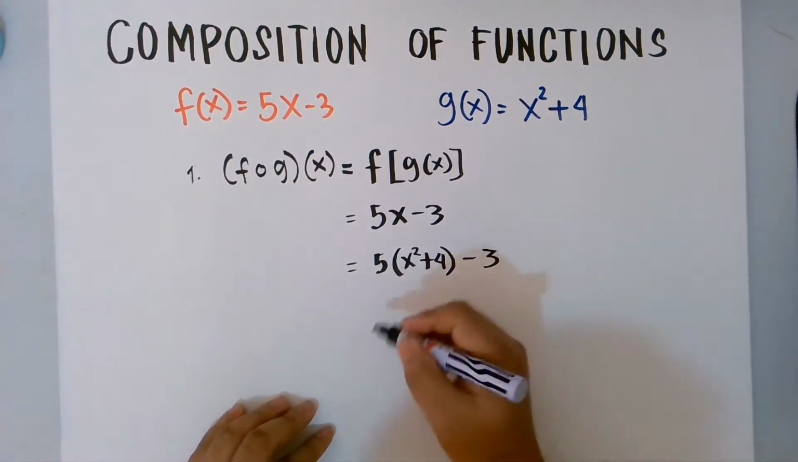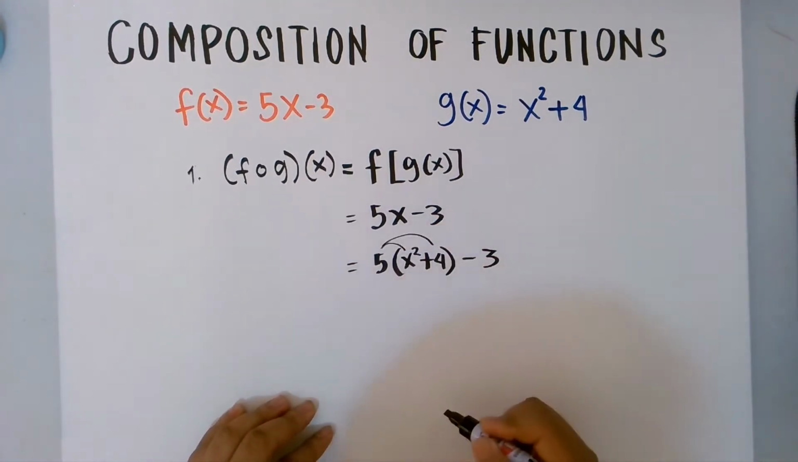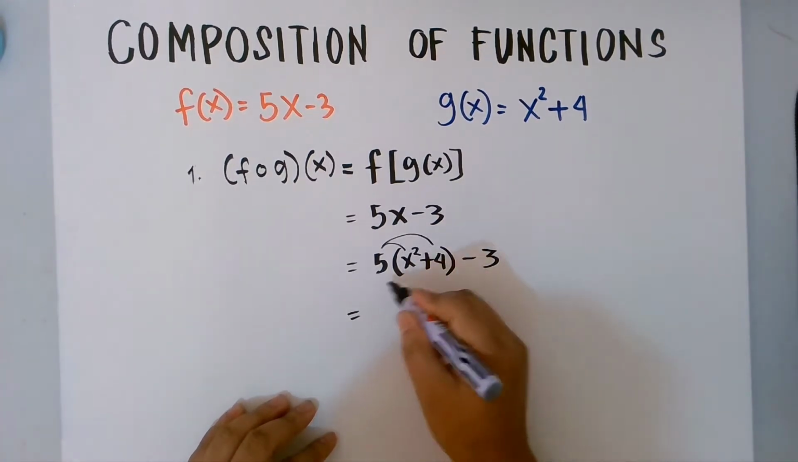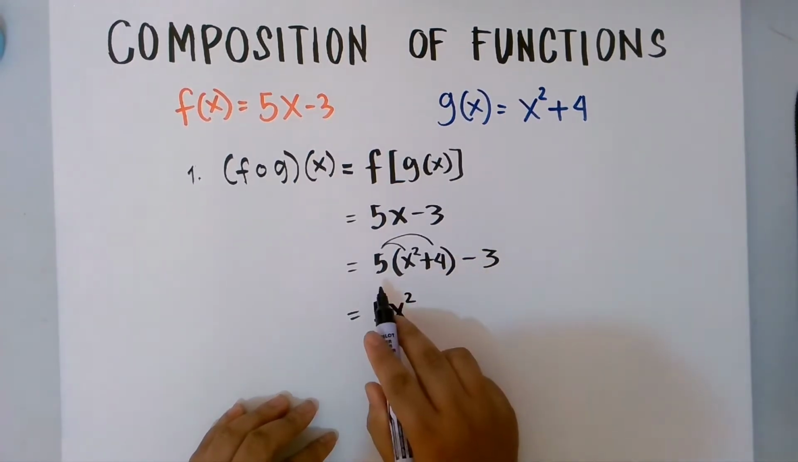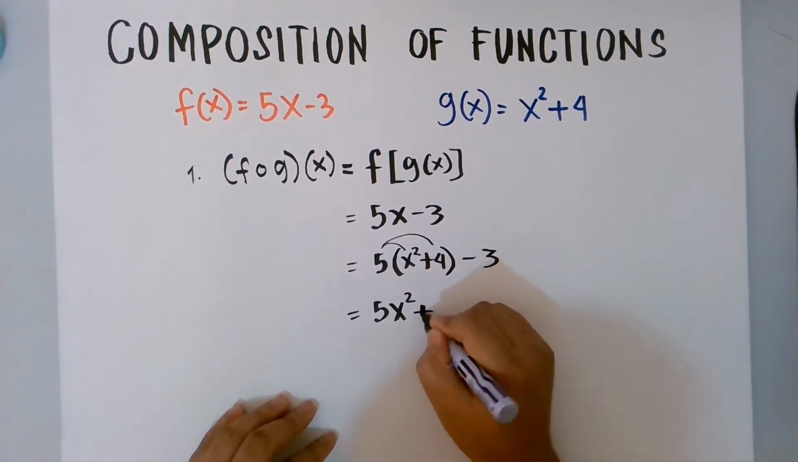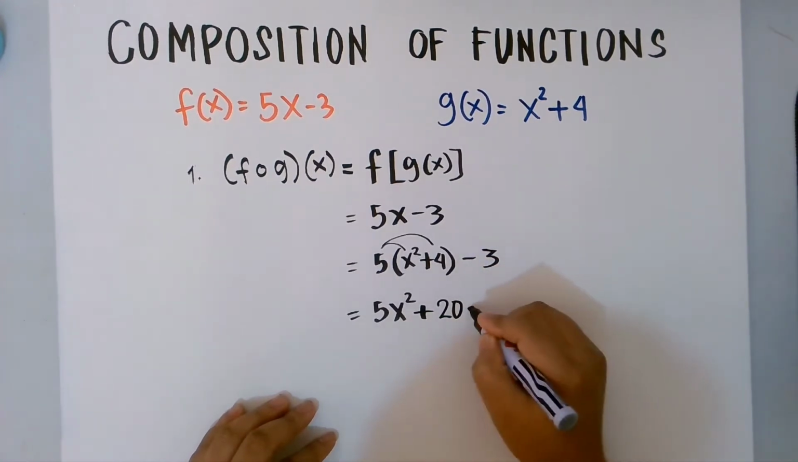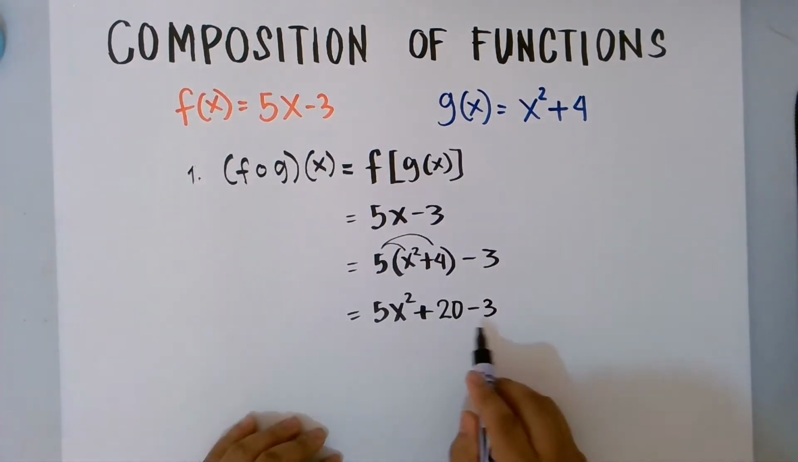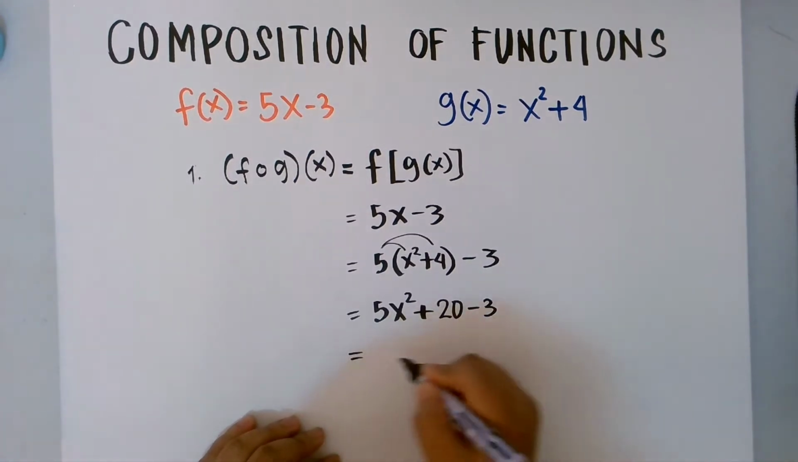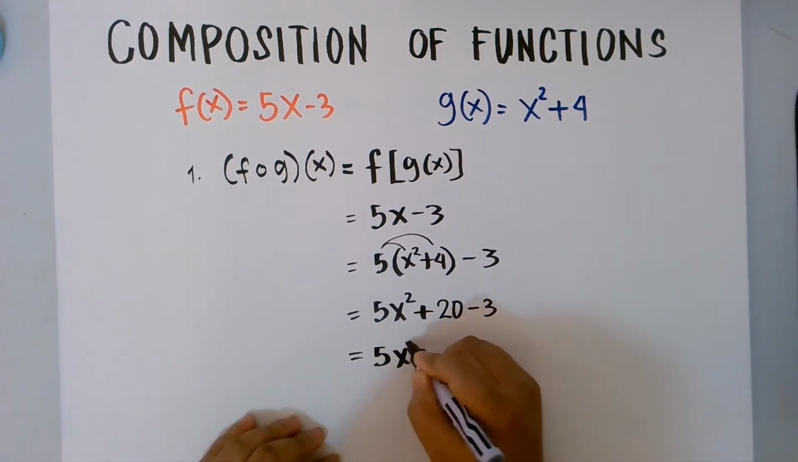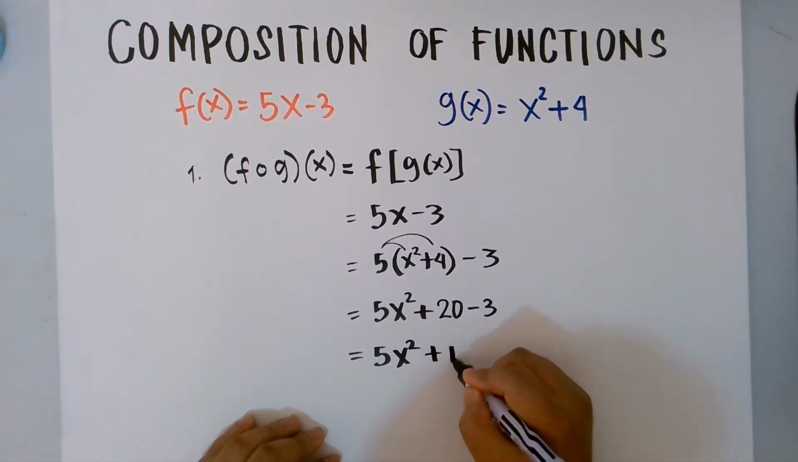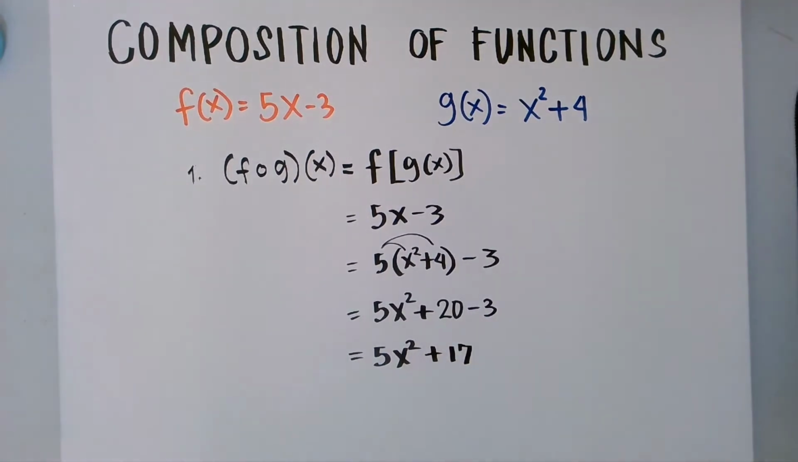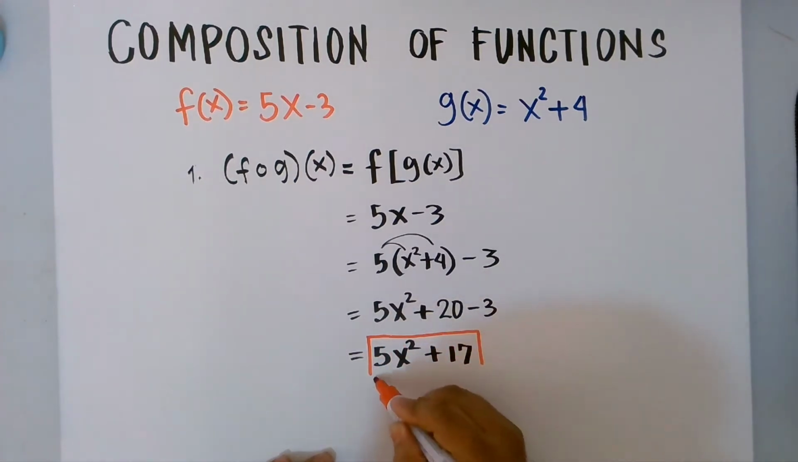Then let's simplify by distributive property of multiplication over addition. So we will multiply 5 by x squared. So it will be 5x squared. And 5 times 4 is 20. Then copy yung negative 3 natin. Then simplify natin sila mamaya. So copy muna natin yung first term, 5x squared. Then subtract natin 20 minus 3 is 17. Okay, so there you have it. So we have 5x squared plus 17.